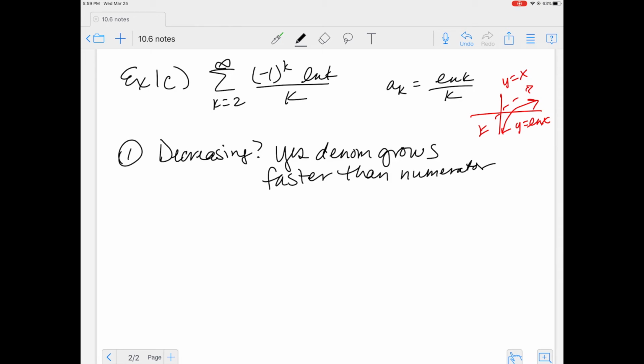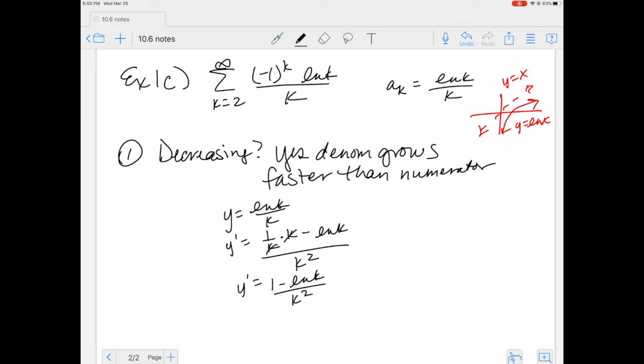The other thing you could do here is take the derivative. That's a pretty easy derivative to take. If your derivative is negative, then that also works. Well, let's just do that for fun. So if y is equal to the natural log of k over k, the derivative is the derivative of the first term, 1 over k, times the second, minus the first times the derivative of the second, which is just 1, all over the bottom squared. So now I have y prime equal to 1 minus the natural log of k, over k squared.